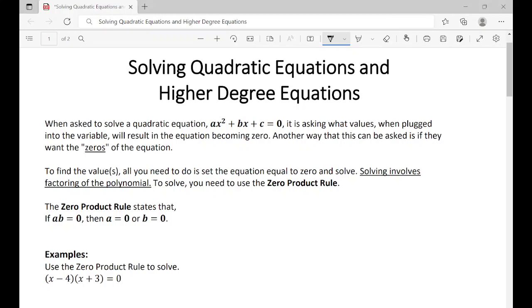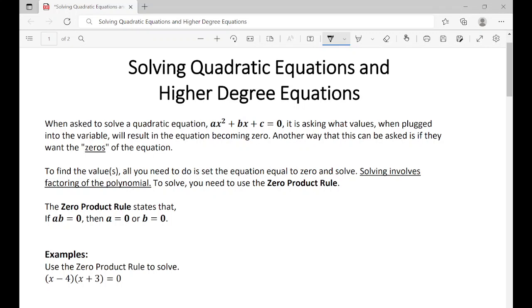When asked to solve a quadratic equation, ax squared plus bx plus c, or any equation for that matter, it's asking what values, when plugged into the variable, will result in the equation becoming 0. Another way that this can be asked is if they are wanting the zeros of the equation. To find the value or values, all you need to do is set the equation equal to 0 and solve. And solving does involve factoring the polynomial if it isn't already done for you.